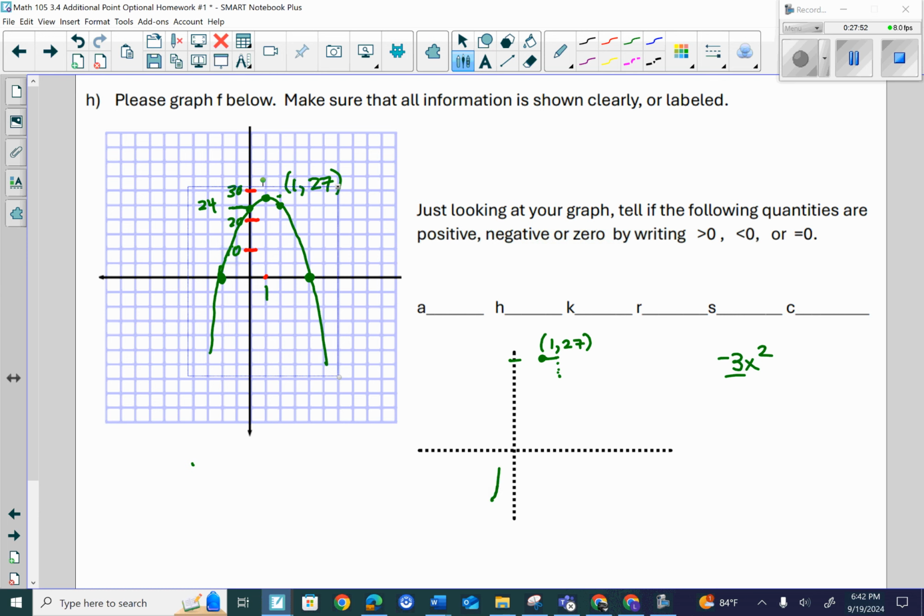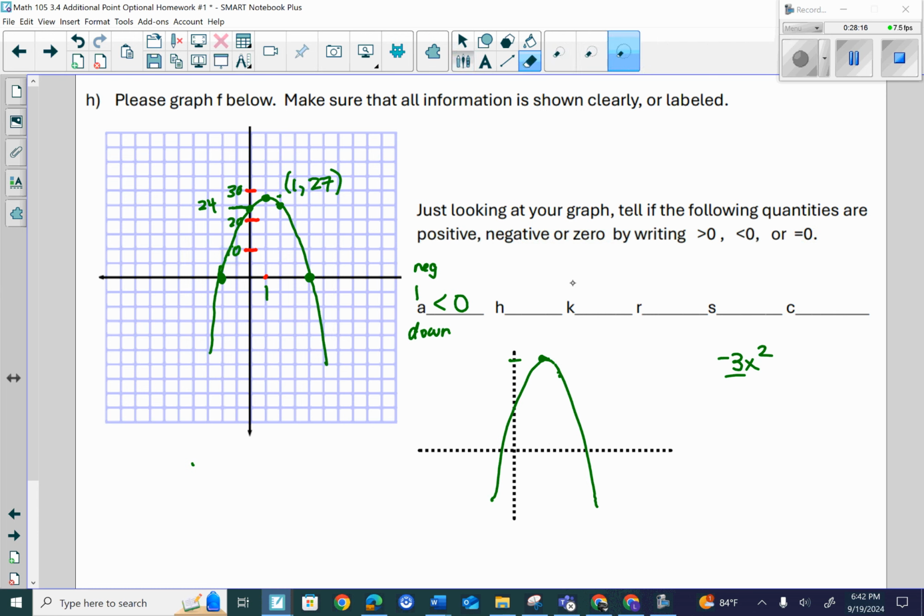So just looking at this graph right here, suppose you didn't do all that other work before, you should be able to see that since it's downturning, we know that A would be negative, or less than 0. We would see that H, K is our vertex, and we would know that H must be there, and that's in the positive x's. So I would say H is positive.